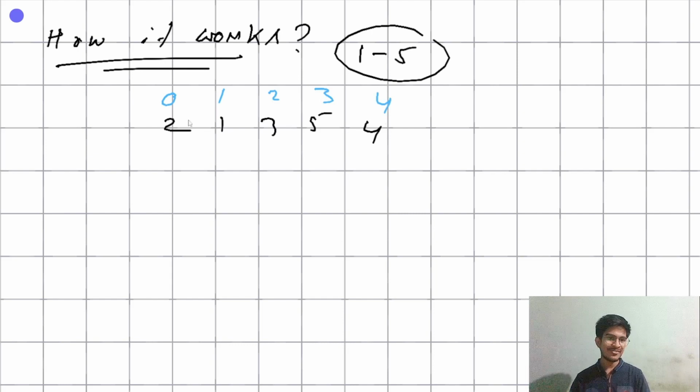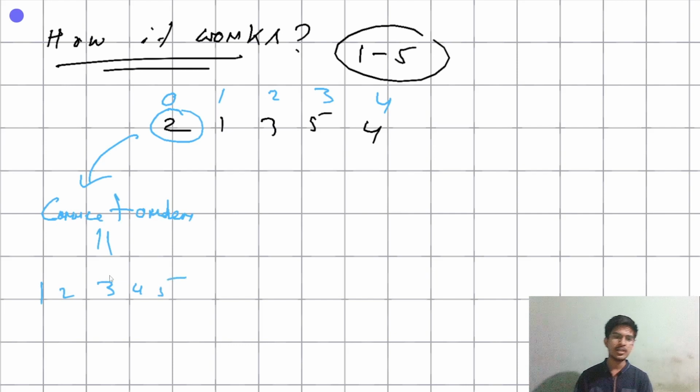Now what we have to do is very simple. First of all, we take the first element. We're starting with 1 3 4 from 1, so to put each element in its correct place, what is the correct order? If you sort it, the correct order would be 1 2 3 4 and 5, right? So 2 lies at index 1, but the value is 2.